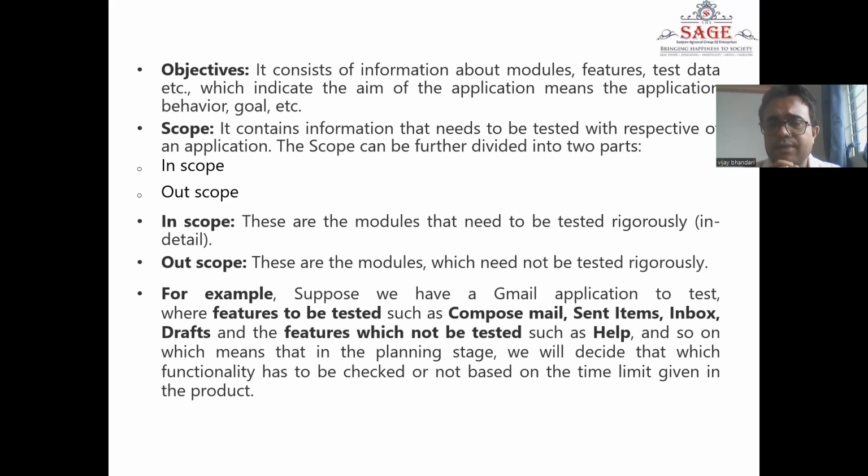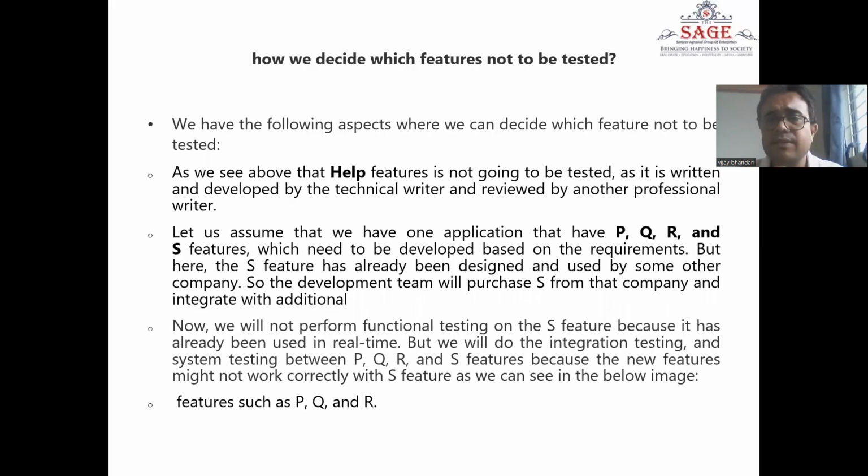For example, suppose we have a Gmail application to test, where the features to be tested are compose mail, sent items, inbox, and so on, and the features not to be tested are help, and so on, which means that in the planning stages, we decide which functionalities have to be checked or not based on the time limit given for the product. Now, how do we decide which features not to be tested? We have the following aspects. The help feature is not going to be tested, as it is written and developed by a technical writer and reviewed by another professional writer.